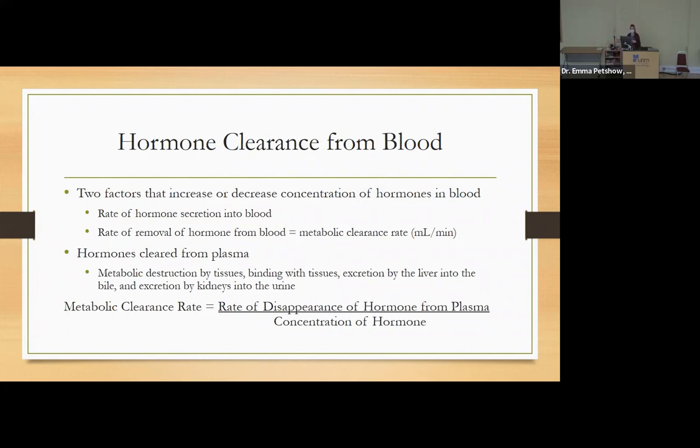Hormones are cleared from plasma in several different ways. They can be metabolically destroyed by tissues. They can bind with tissues and be uptaken into those cells. They can be excreted by the liver into bile or excreted by the kidneys into urine, so your emunctories, right? Especially our steroid hormones, our lipid-based hormones, those ones you're going to see more excreted through stool, bound via bile. Your non-steroid hormones, non-lipid hormones, those can probably go in urine through kidneys.